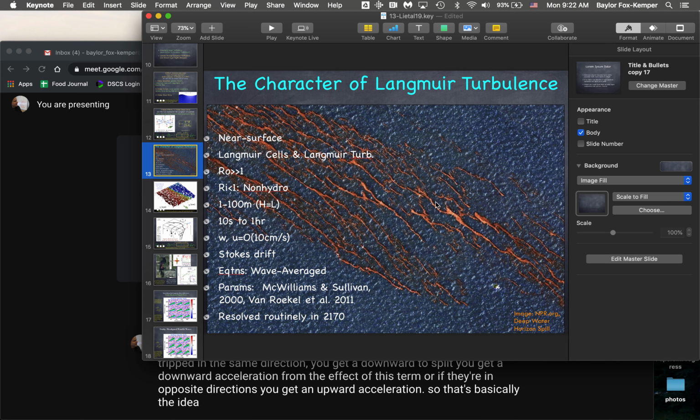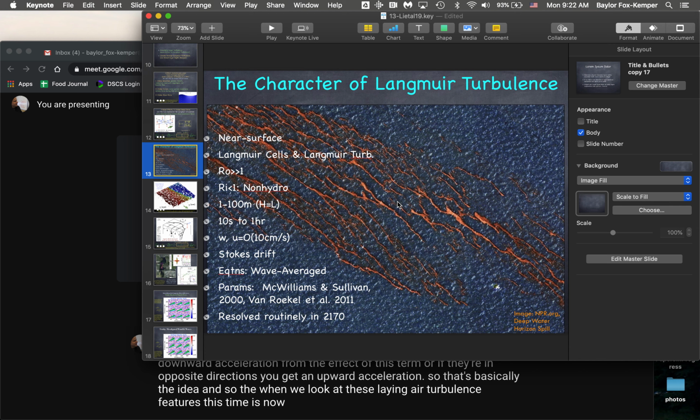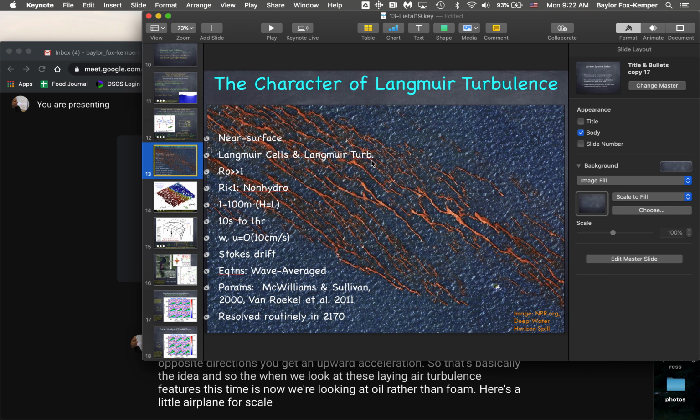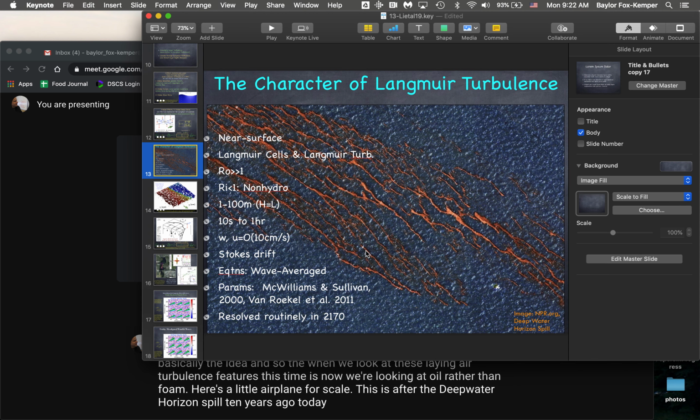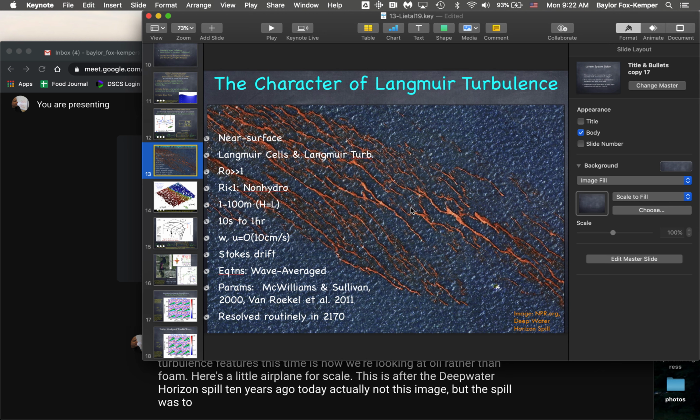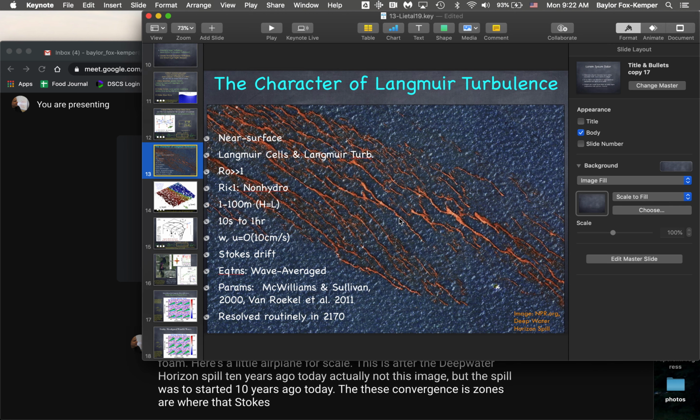And so when we look at these Langmuir turbulence features, this time we're looking at oil rather than foam. Here's a little airplane for scale. This is after the Deepwater Horizon spill, which started 10 years ago today, actually. Not this image, but the spill. These convergence zones are where that Stokes shear force is pushing downward and accelerating a surface convergence.